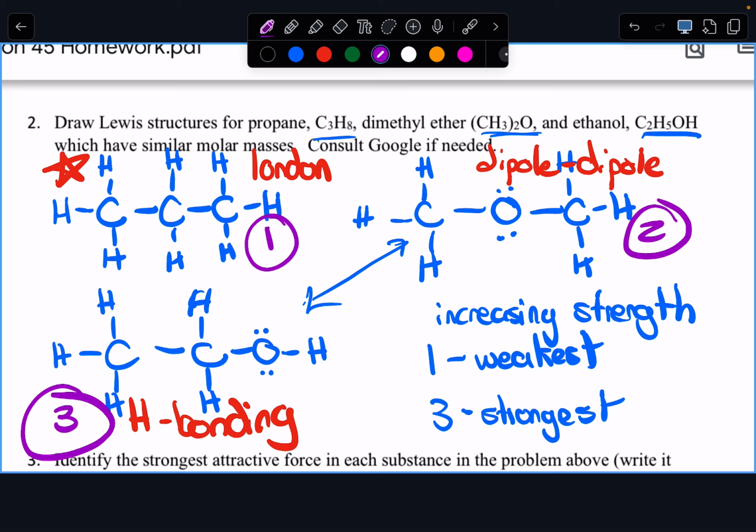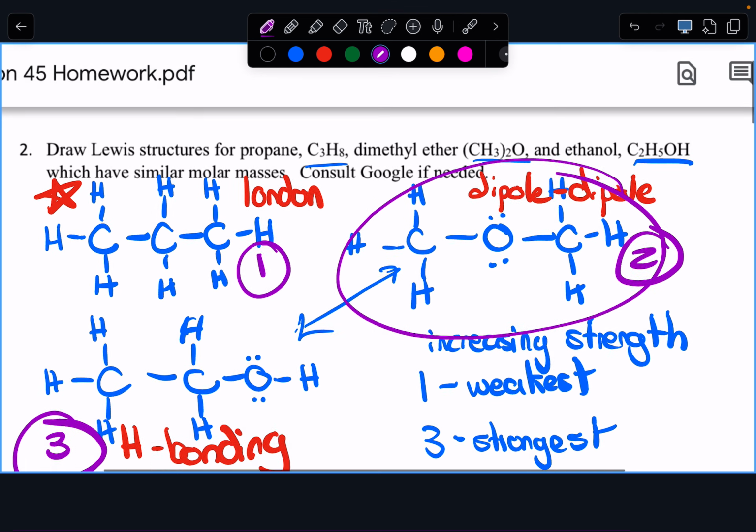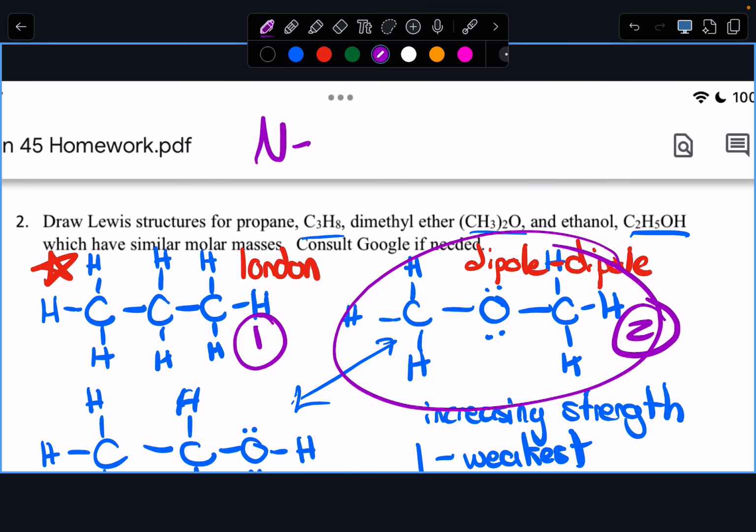Yeah. I don't think I quite get why the ether doesn't have hydrogen bonding. This one here. Yep. Because you have to have the nitrogen, oxygen, or fluorine bonded to the hydrogen. So they can't just be in the same molecule. They have to actually have a bond.